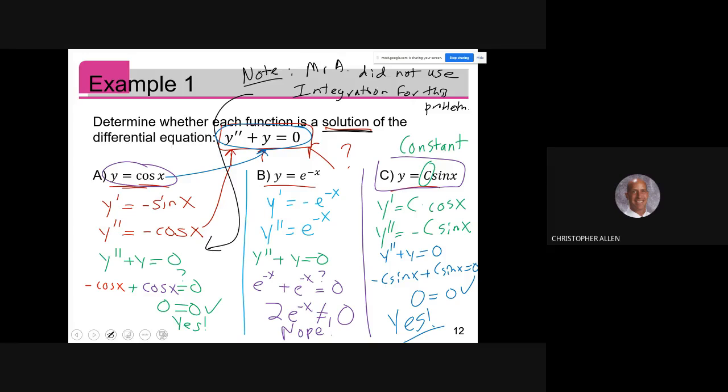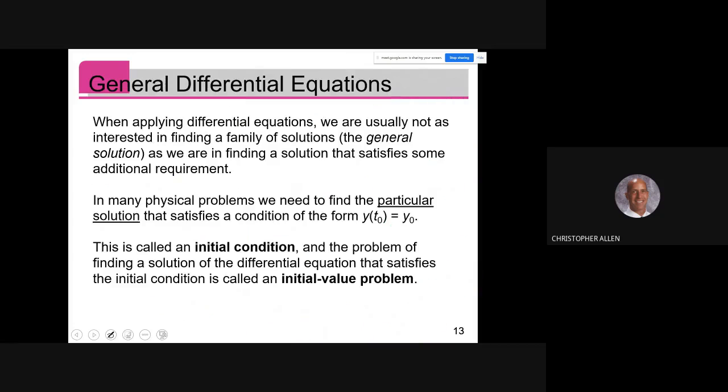Okay, again, no, I did not use integration. Not once did I use integration on this slide. Let's go ahead and look at another example here in just a second.